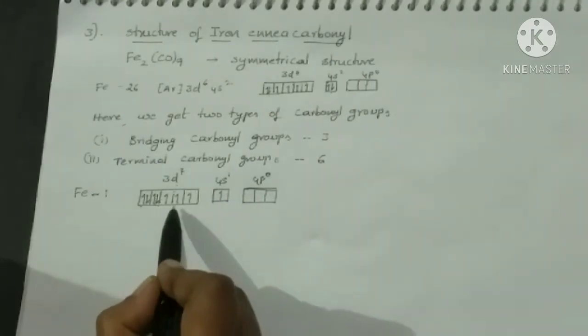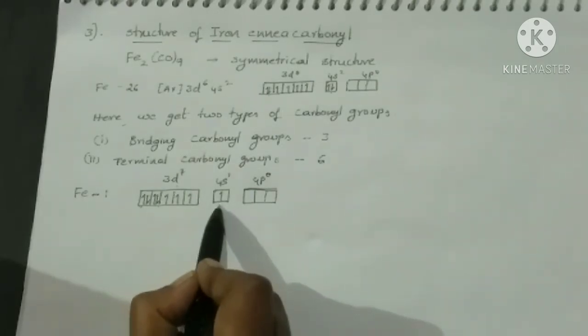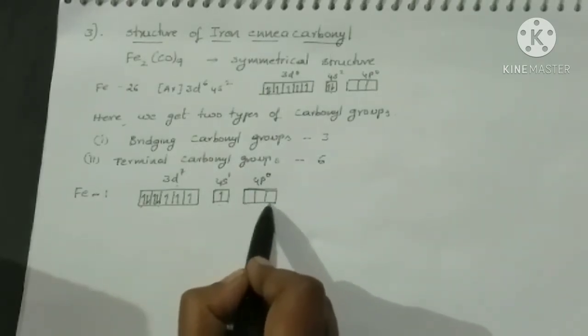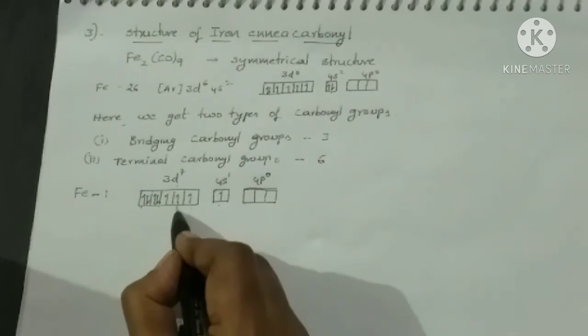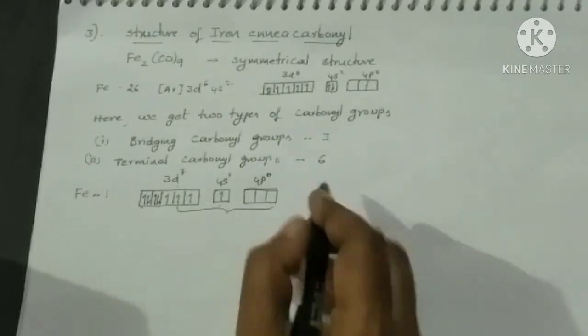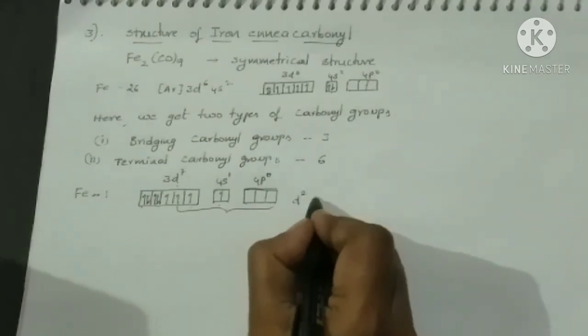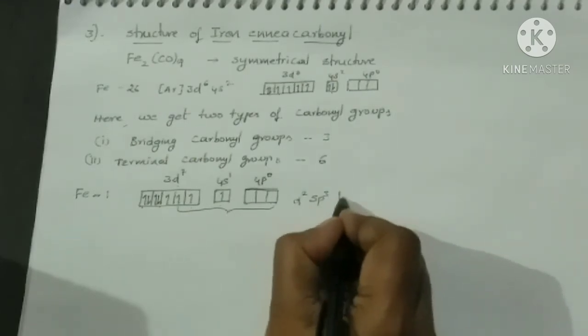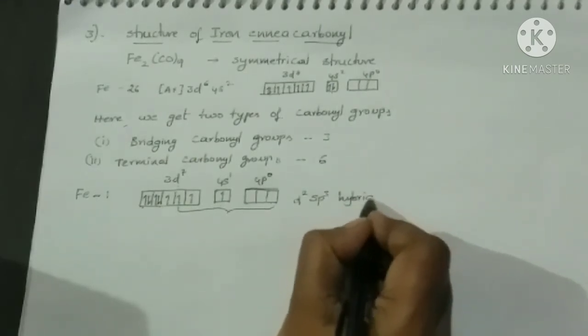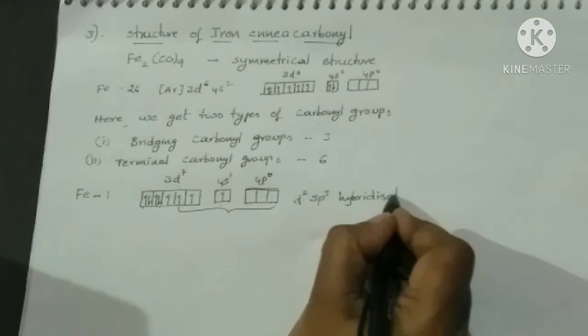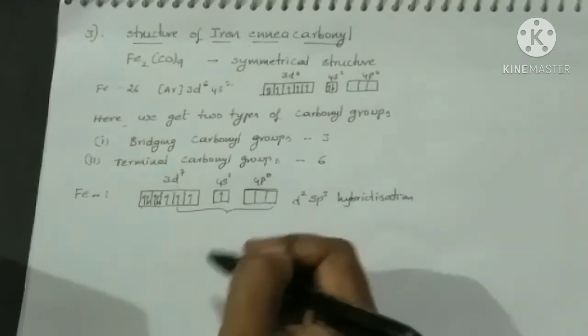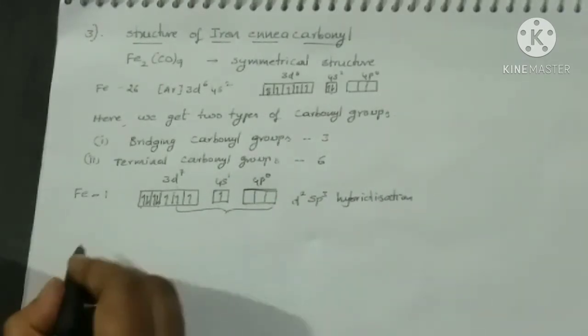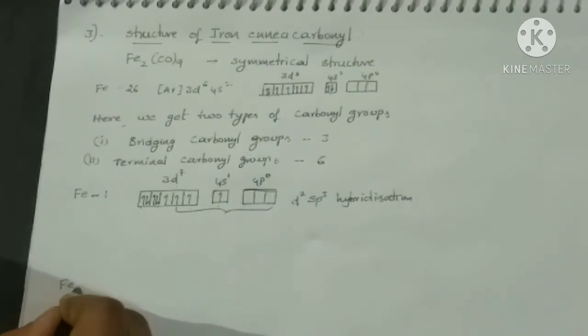Now 2 3d orbitals, 1 4s orbital and these 3 4p vacant orbitals, they merge together, intermix and give rise to d2sp3 hybridization. d2sp3 hybridization. This also happens in Fe2 atom like this.